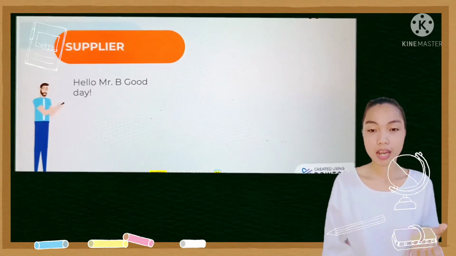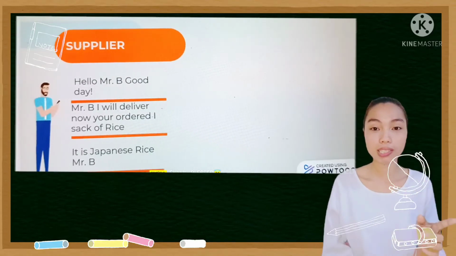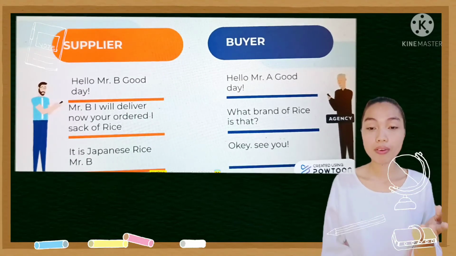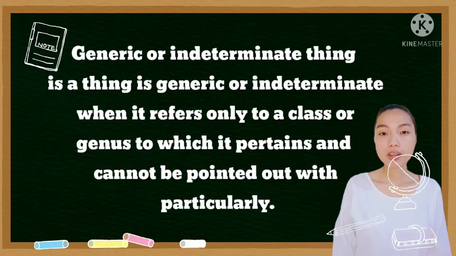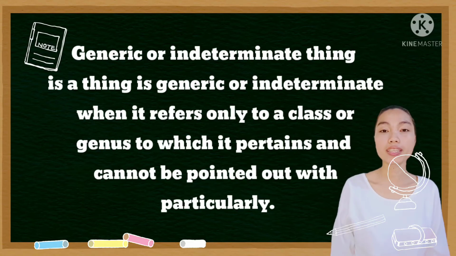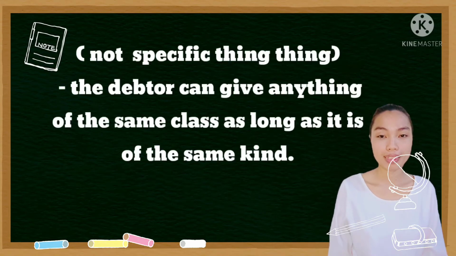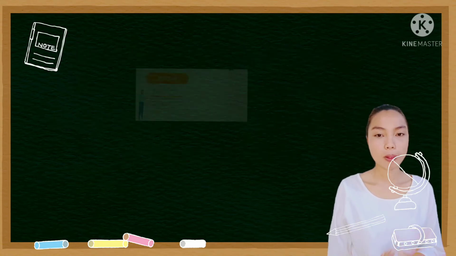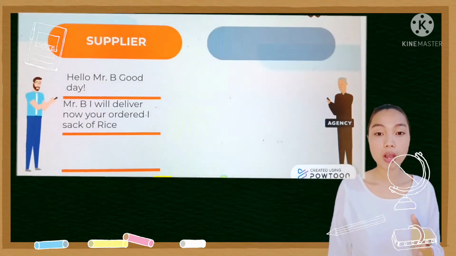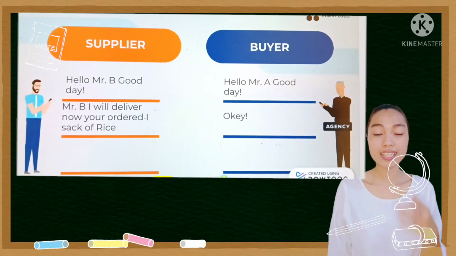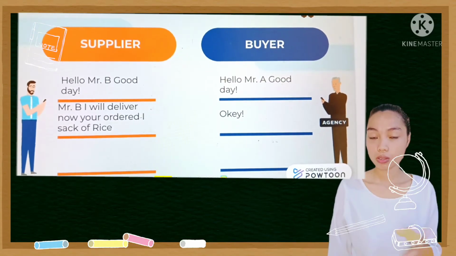For example, Mr. A is obliged to deliver one sack of Japanese rice to Mr. B. In this scenario, it specifies what brand of the one sack of rice. A generic or indeterminate thing is a thing that refers only to a class or genus to which it pertains and cannot be pointed at particularly. It is not a specific thing. The debtor can give anything of the same class as long as it is of the same kind. For example, Mr. A is obliged to deliver one sack of rice to Mr. B. It means in that scenario, they didn't specify what brand of rice.